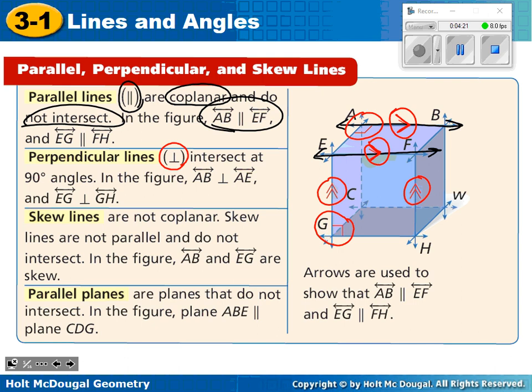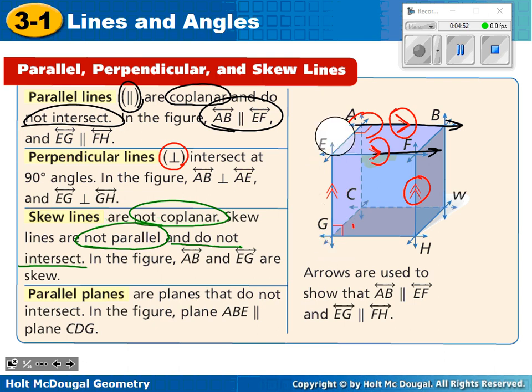Okay, skew lines. Has anybody ever heard of skew lines? Okay, figured this was new. So skew lines are not coplanar. They are not in the same plane, but they are not parallel, and yet they do not intersect. Okay, so I'll show you an example in a second, but get in your mind that parallel lines have to be coplanar, and they don't intersect. Skew lines are not coplanar, and they don't intersect. So for example, they tell you AB and EG are skew. Look at AB and EG. AB is back here in the back.